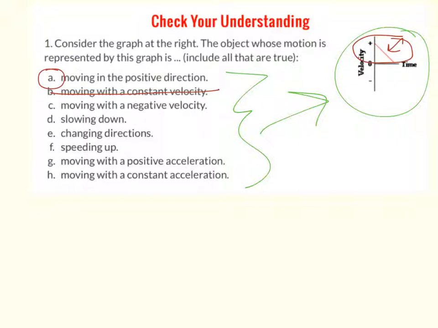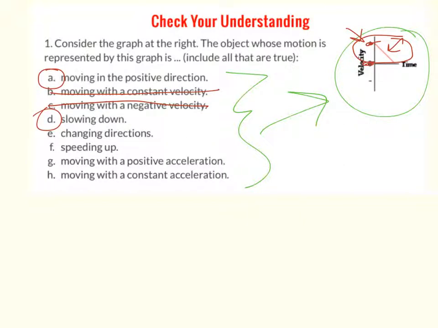Is the object moving with a negative velocity? Well, as we can see, the line is in the positive part of the graph. So therefore it's moving with a positive velocity, not a negative velocity. Is the object slowing down? We can see that the object starts with a certain amount of velocity and that velocity ends up at zero. Therefore the object is slowing down.